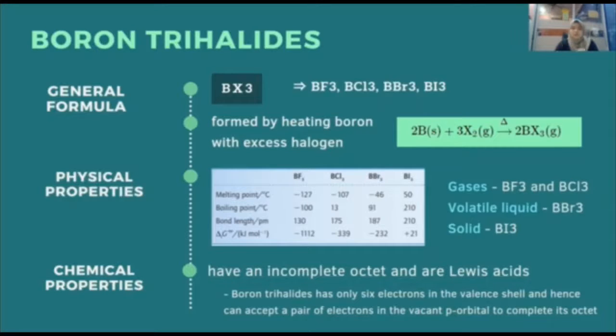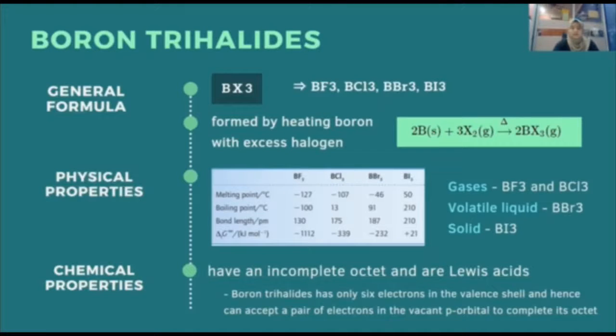Boron trihalides are formed by heating boron with excess halogen. You can refer to this chemical equation. You can see that boron reacts with any halogen, whether fluorine, chlorine, bromine, or iodine. It will form boron trihalides with three halogen atoms.